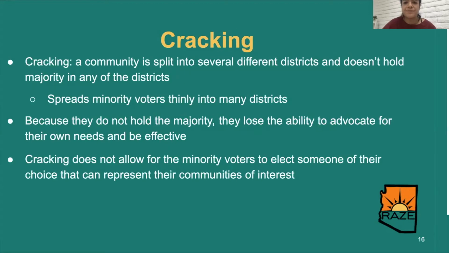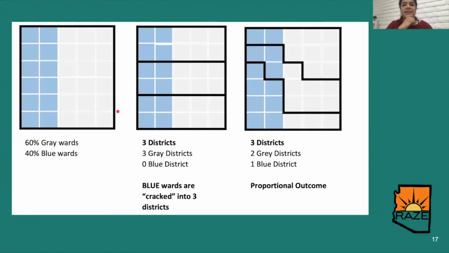So just like we looked at an example of packing, we are now going to look at an example of cracking. So again, on the left, we are going to start with kind of a blank state. There are, again, 30 wards. However, this time 60% of the wards are gray and 40% of the wards are blue. If we move on to the middle image, there are 3 gray districts and 0 blue districts. This means that out of these 40%, the blue wards were cracked into these 3 districts.